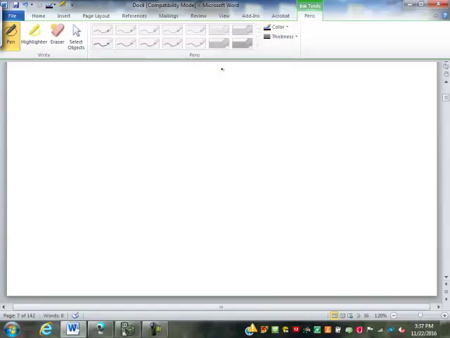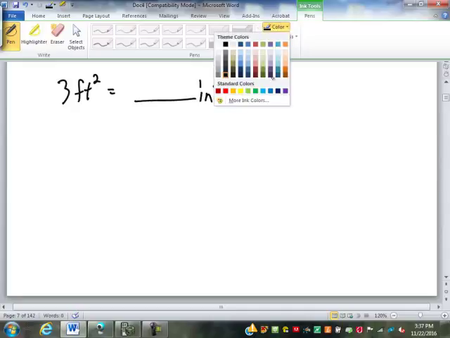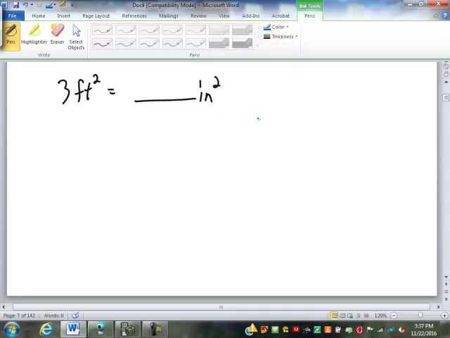So the other thing to be aware of with the measurements, we talked about it just briefly, is if we have something like 3 square feet going into square inches. This is no longer going to be 12 inches in a foot because it's not inches and feet. It's square inches and square feet. So 3 square feet over 1. Square feet go on bottom and square inches on top.